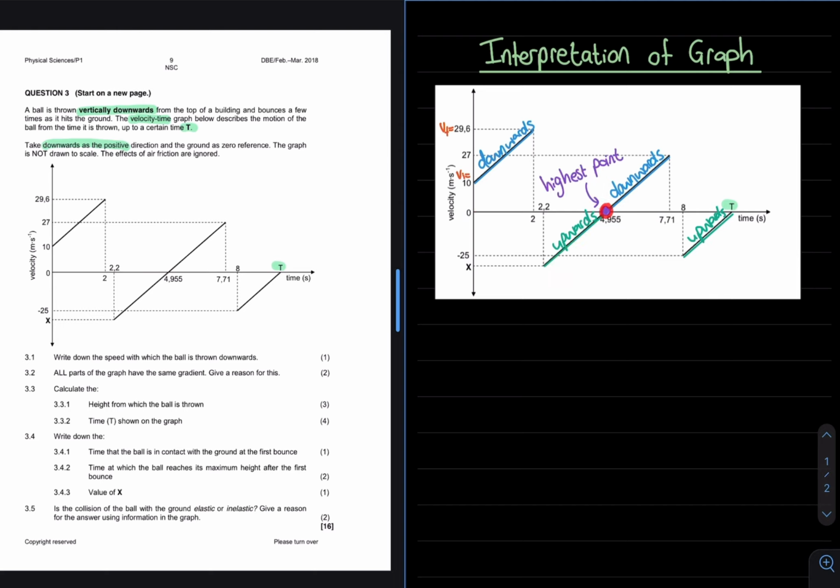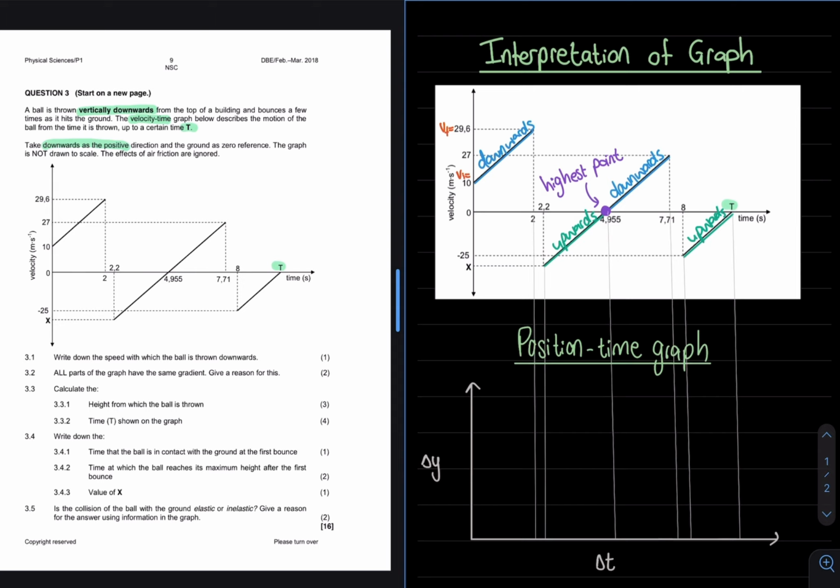At the highest point, due to acceleration, the ball then moves further downwards and reaches a final velocity of 27 meters per second. It then bounces again and moves upwards with an initial velocity of 25 meters per second, until it reaches its highest point again at time t.